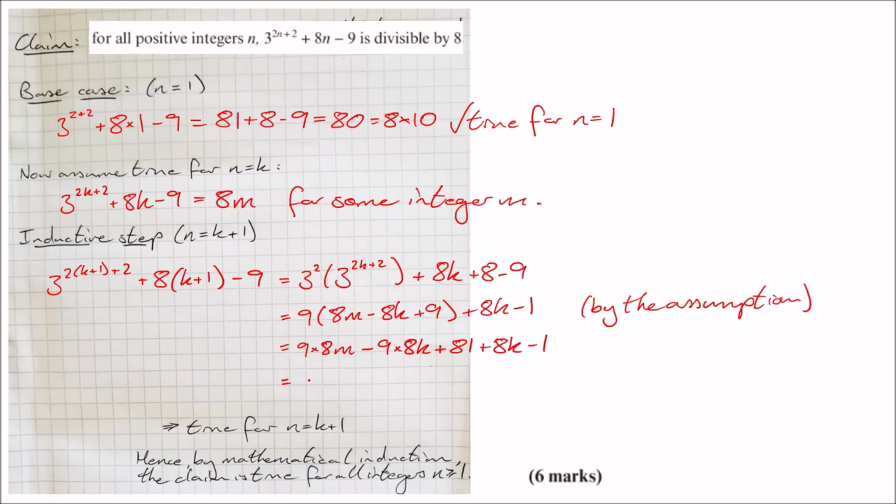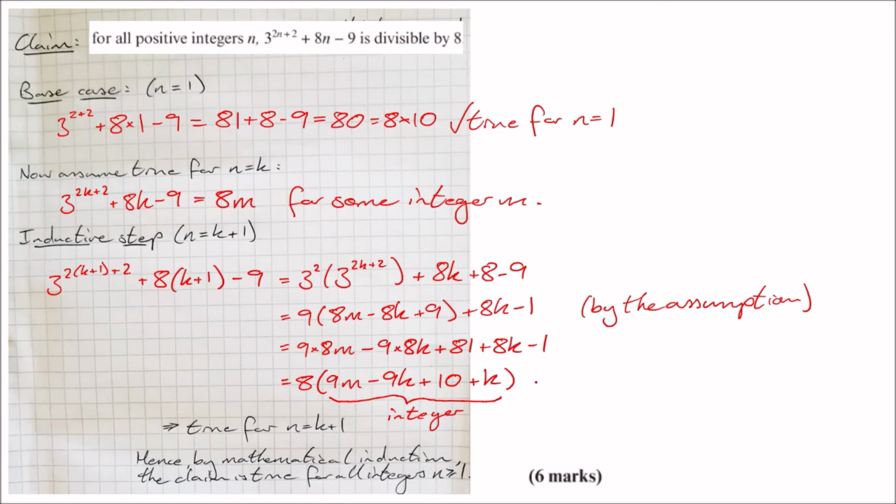That is 8 lots of 9m minus 9k plus 10, because that becomes 80, and plus k. Now, I could combine those k's, but I'm in an exam and I'm short of time. We've got what we need. It's divisible by 8. It's only divisible by 8, though, because this bit here is an integer.